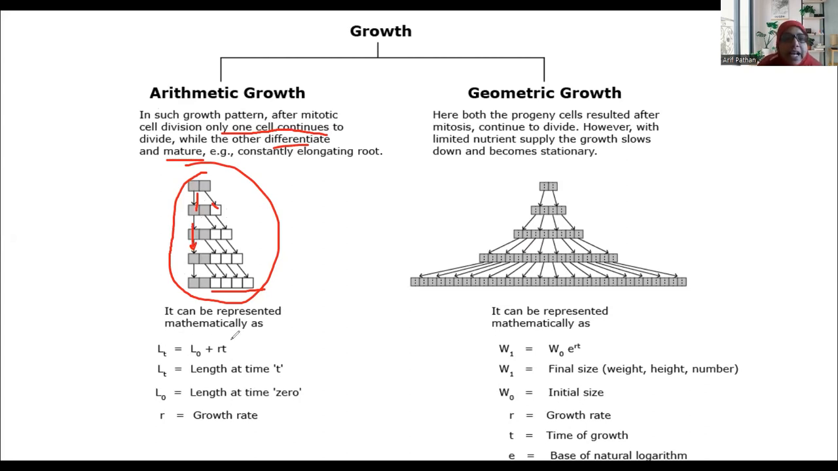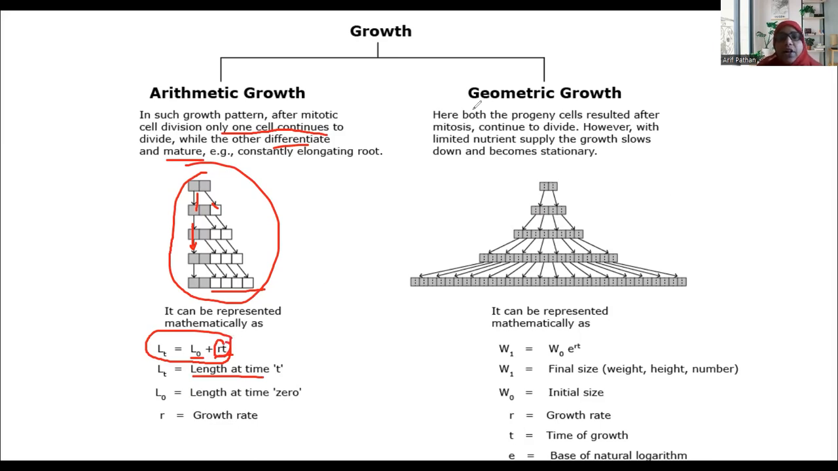This can be represented mathematically by an equation. You just need to memorize the equation. Lt, that is length at a given time, will be equal to L0, length at time zero, plus r into t, where r is the growth rate per unit time.